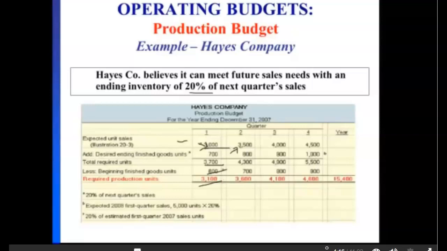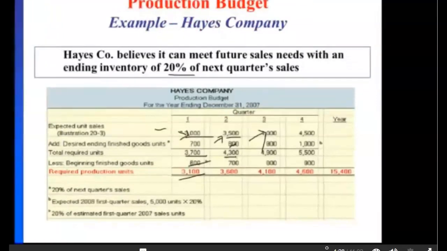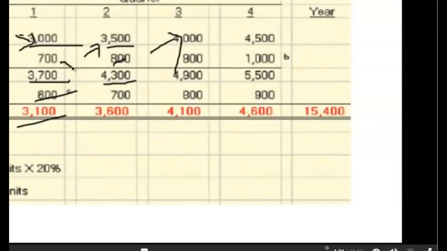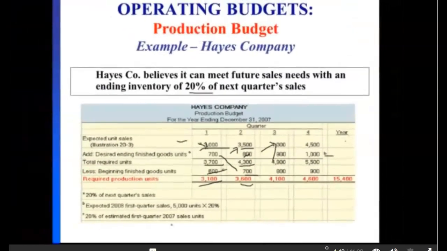Now in the second quarter, there's my sales, what I'm going to need, and I must end up with 20% of next quarter's. So 20% of 4,000 is 800. So in total, I need 4,300. But the ending inventory last quarter is the beginning inventory this quarter. And so therefore, I only have to produce 3,600. And you follow that all the way through. Now, here you need to know what the sales are going to be the first quarter of the next year. And they tell you expected sales first quarter next year is 5,000 units. So 20% of 5,000 is 1,000. That's how they get the 1,000.